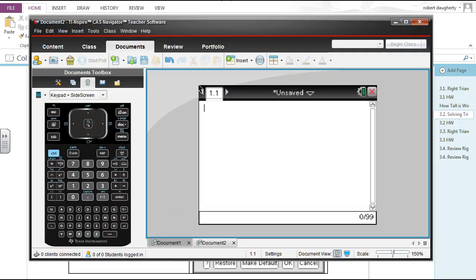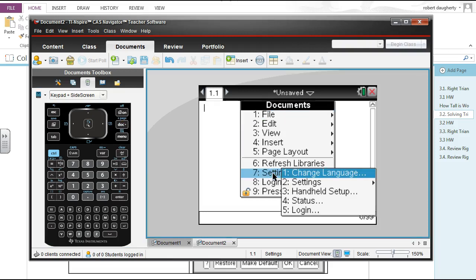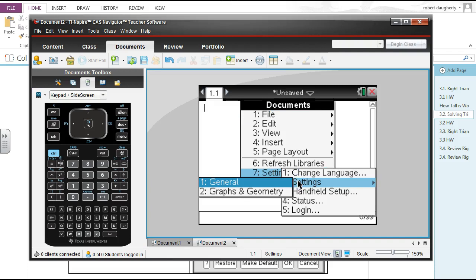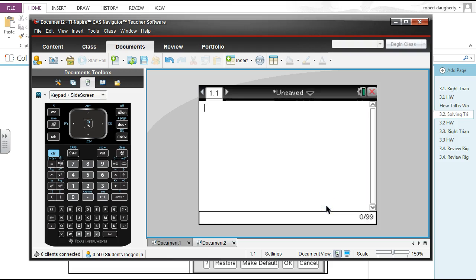The way you can do that, if you go to Document, Settings, and if I look at the settings that are there, I should see something where it says angle. My angle measure is in degrees. Okay, later on we're going to change that to a different method, but right now angles should be measured in degrees.